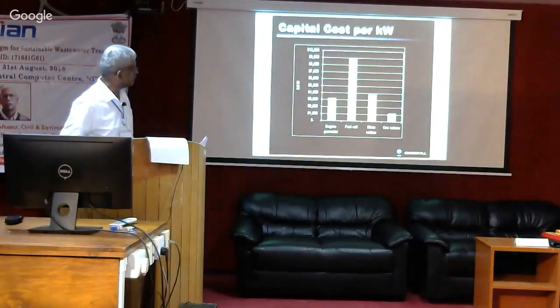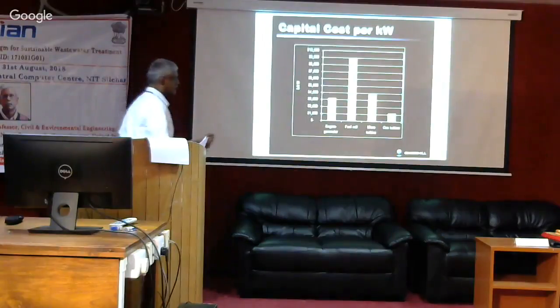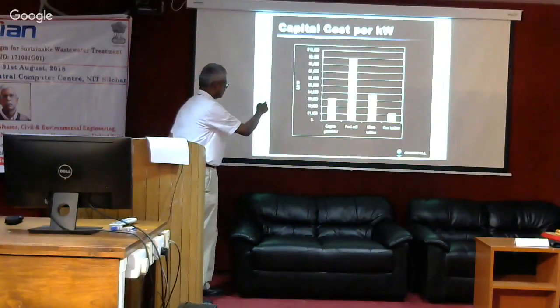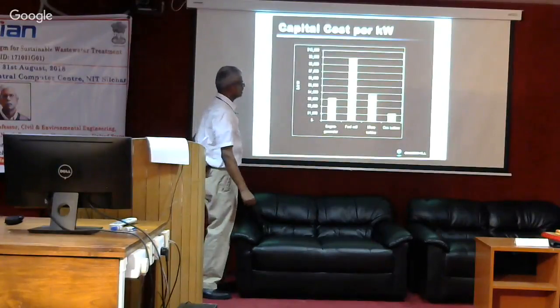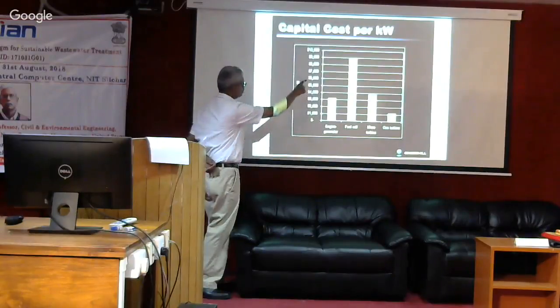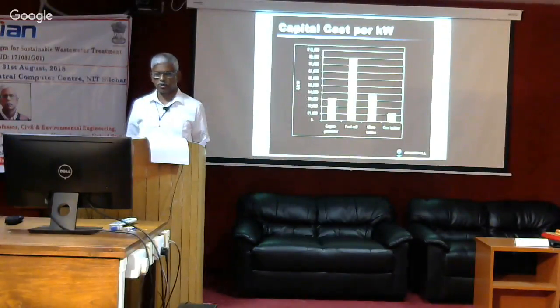Capital cost, well, of course, a fuel cell is more expensive, no question about it. Gas turbines or diesel generators are cheaper. So this is about $3,000 per kilowatt. Gas turbine is even cheaper, whereas molten carbonate fuel cell is at least 3 times as much capital cost wise.